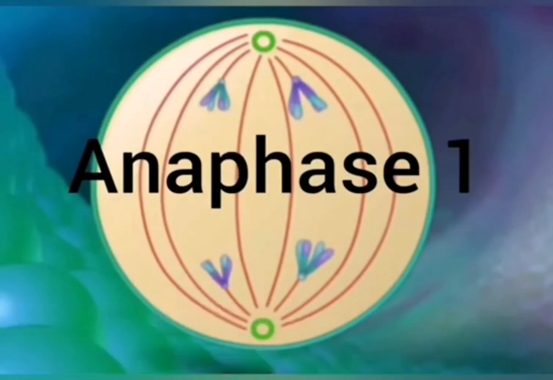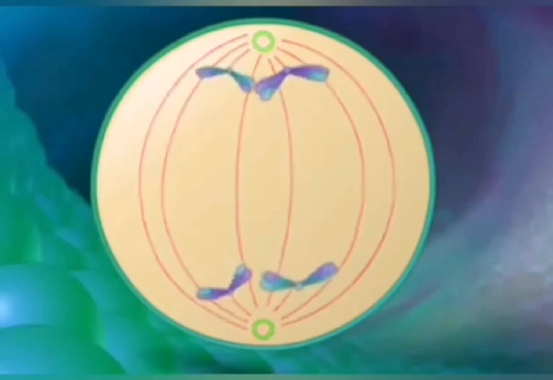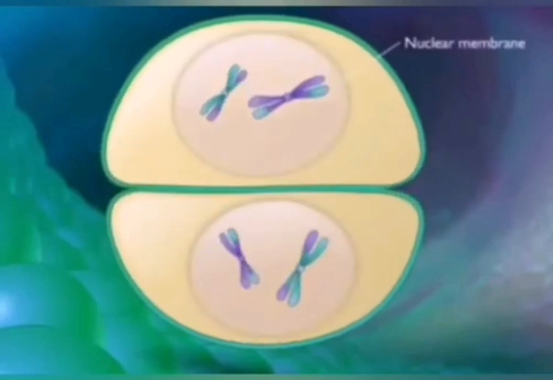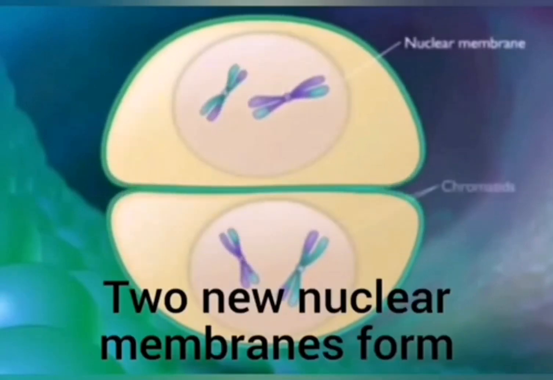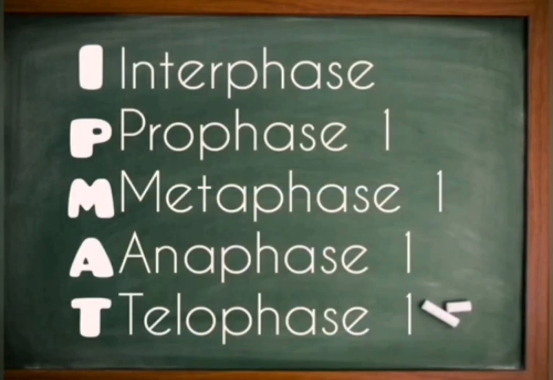As the chromosomes reach the poles of the cell, they will gather together and then form 2 new nuclear membranes, as you can see here. This, the presence of 2 new nuclear membranes, puts us in telophase 1. This means we've gone through the first division, meiosis 1. So we went through interphase, prophase 1, metaphase 1, anaphase 1, and telophase 1. And again, to remember the order, IPMAT will help.